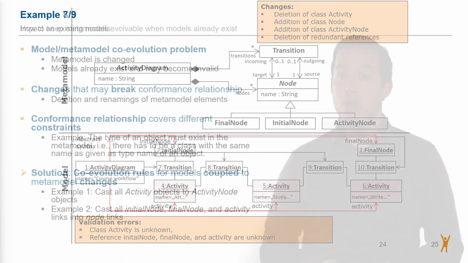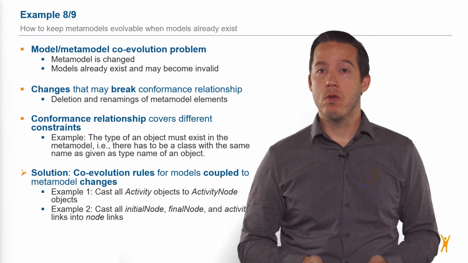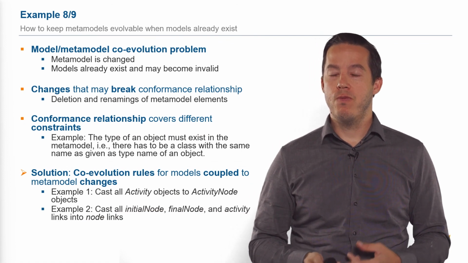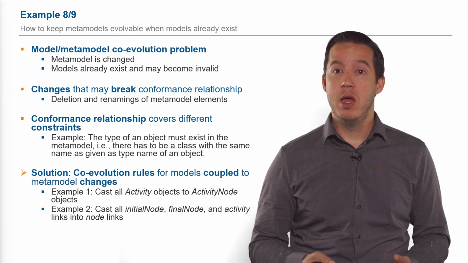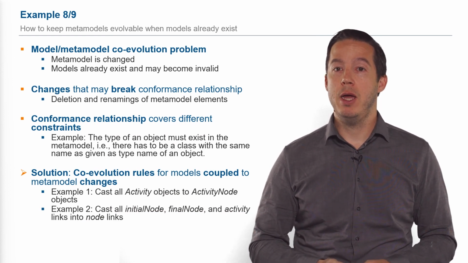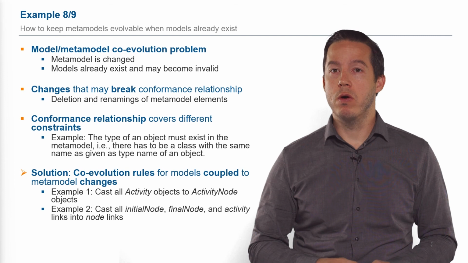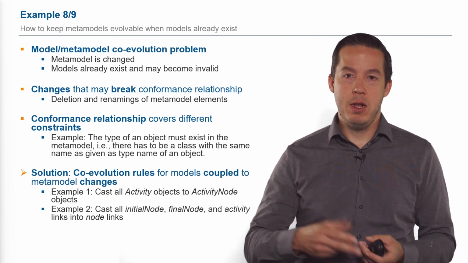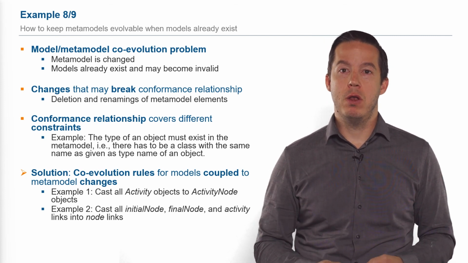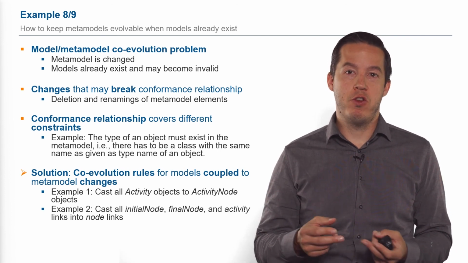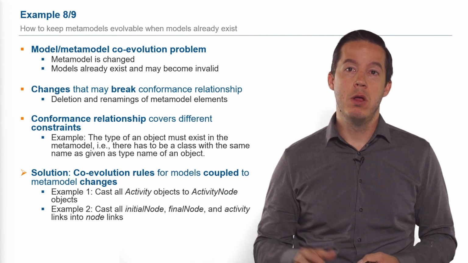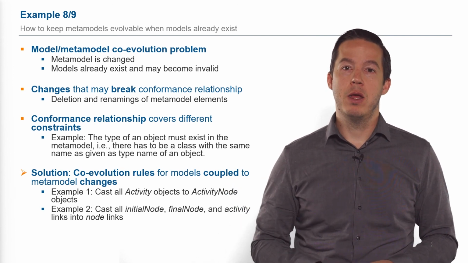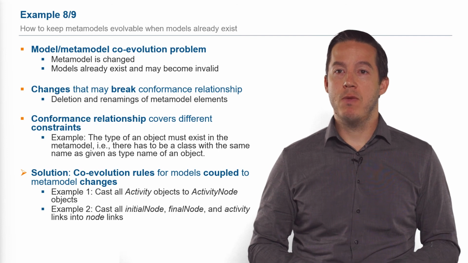So what we would need is, of course, to do some co-evolution. So when the metamodel evolves, we also need to learn about these evolving steps, and we need to make sure that we apply certain rules also on the model level to transform, and now we are already in the domain of model transformations, to transform our model, which is currently invalid against the new and evolved metamodel, toward becoming valid again. And there are different types of how we can do that.